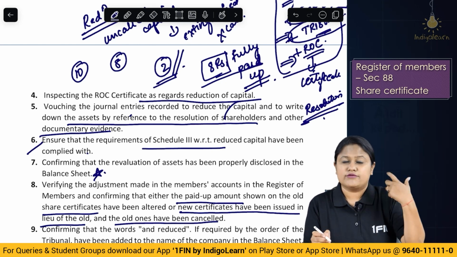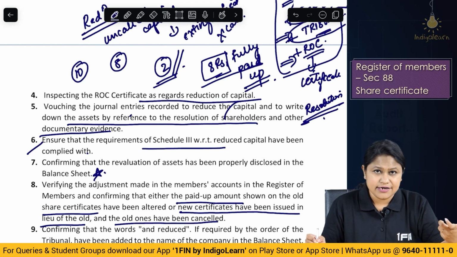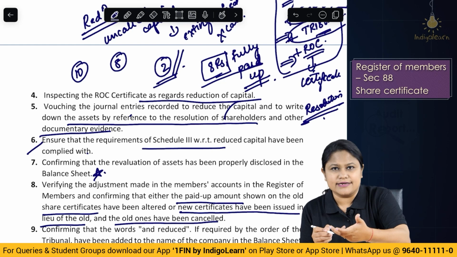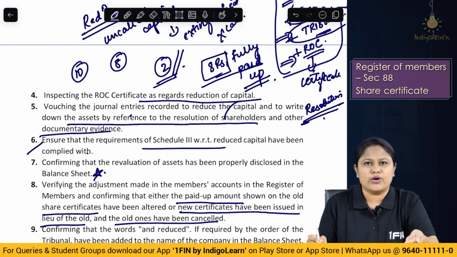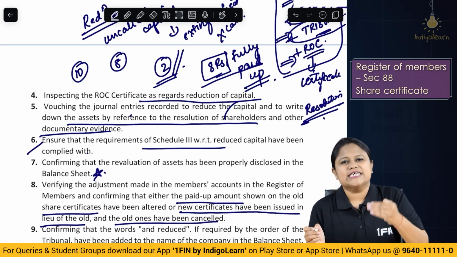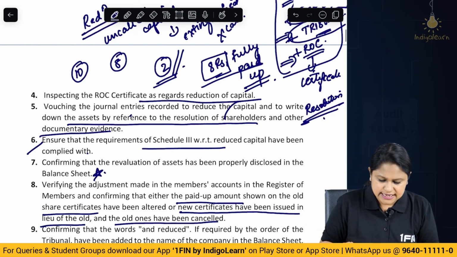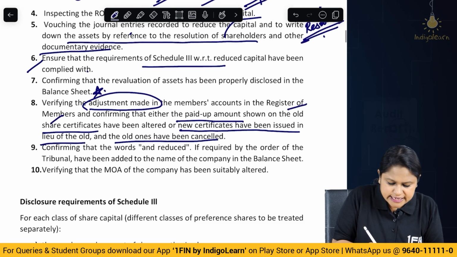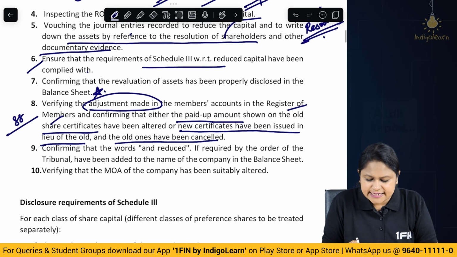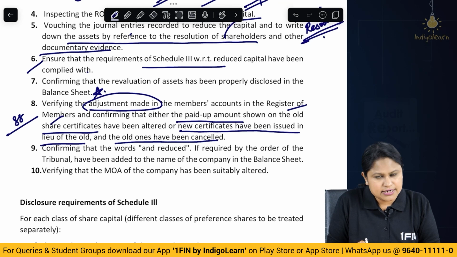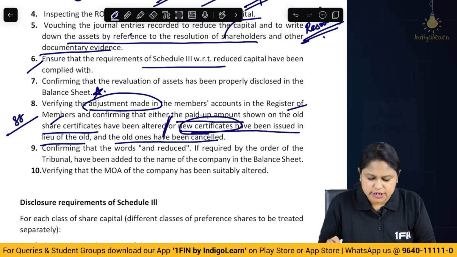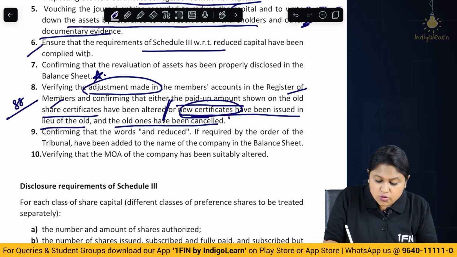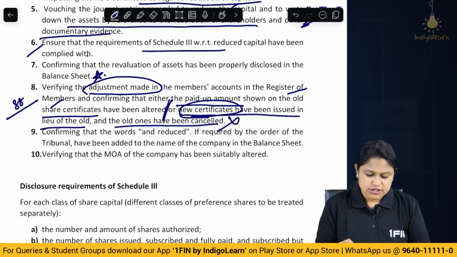So we as the auditors have to ensure that the requirement of section 88 for updating these details in the register of members is met, along with the share certificates issued, either alteration of the original one or a new issue, whichever they have done, has been done properly or not. So verify the adjustments made in the register of members, so that section 88 is duly complied with, and confirm that either the paid up amount shown in the old certificate has been altered or completely new certificates have been issued in lieu of the old. And obviously when you issue the new certificates, care has to be taken that the old ones are cancelled. Clear?